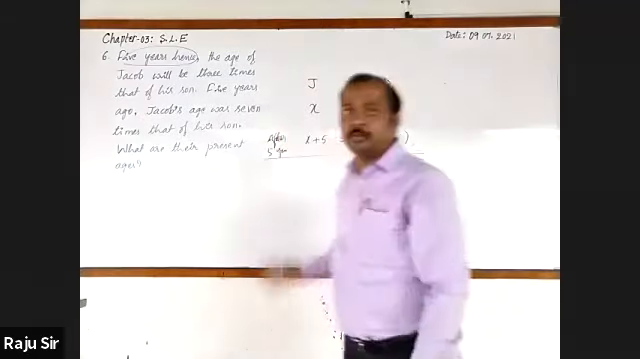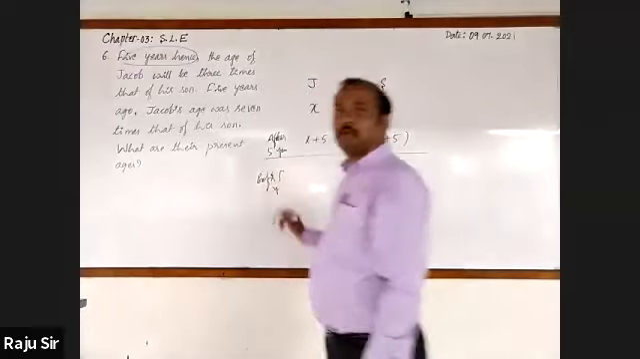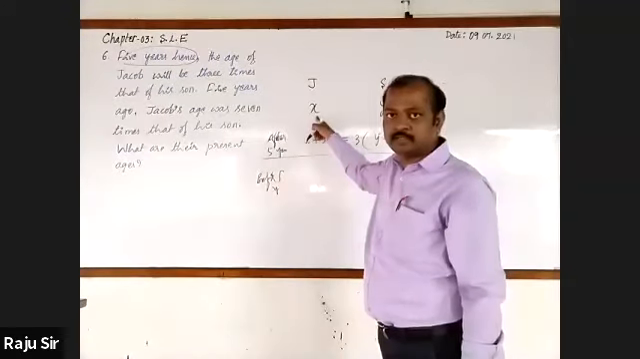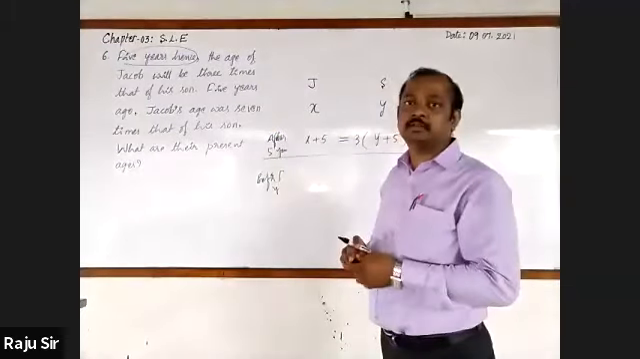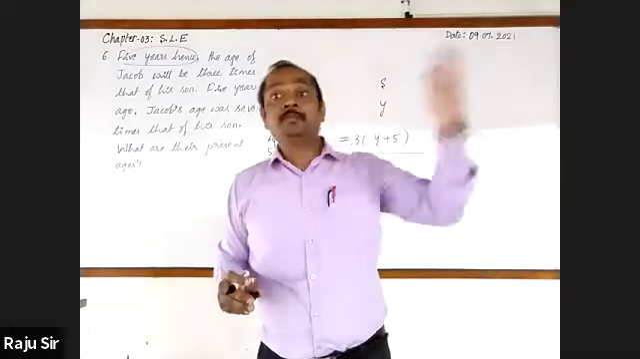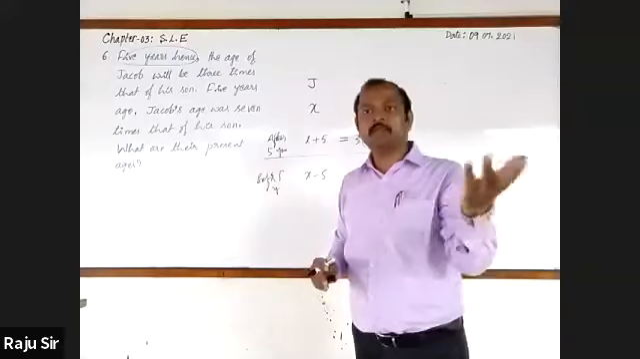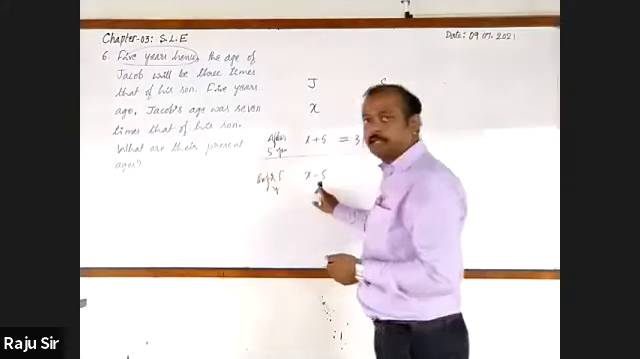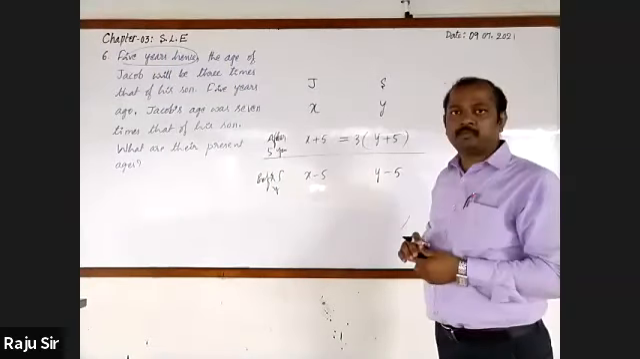5 years ago, before 5 years. Present age is X years. Before 5 years, what was his age? X minus 5. Like, if your age is 15 years, 5 years ago your age was 10 years, because 15 minus 5 is 10. Here also, X minus 5. The age is decreased by 5.